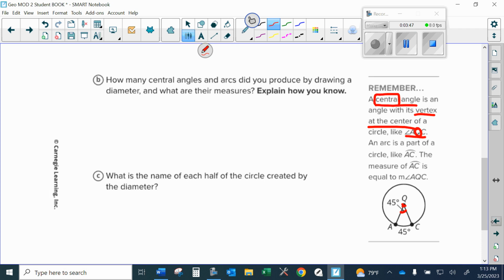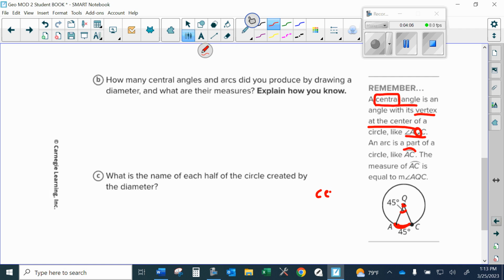And then an arc is part of a circle, like arc AC. You notice it's got an arc symbol. It's not a segment, it's an arc. The central angle, 45 degrees, equals the measure of the arc itself. As it says here, the arc is equal to it.